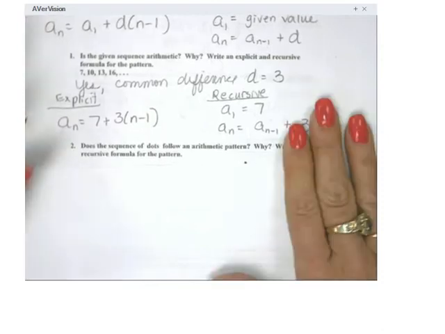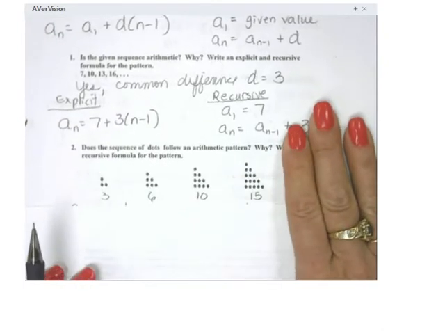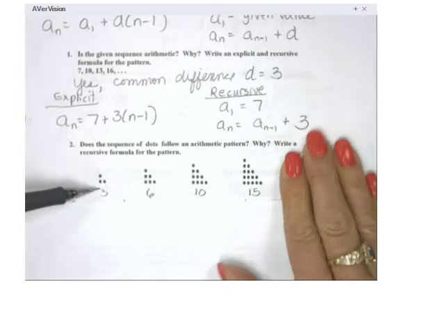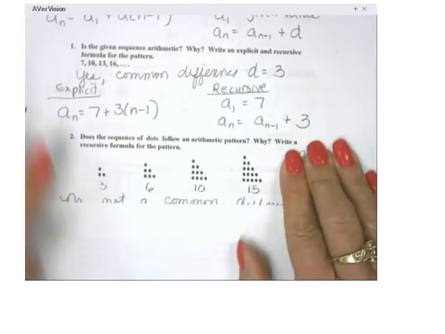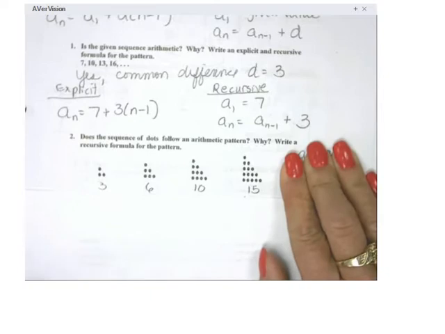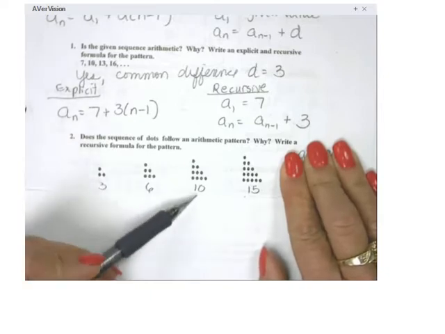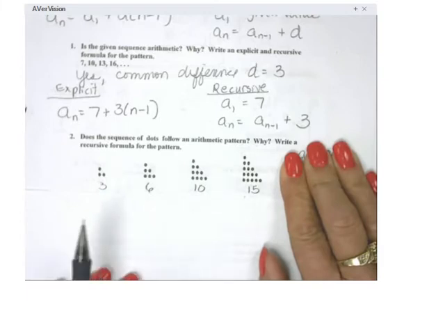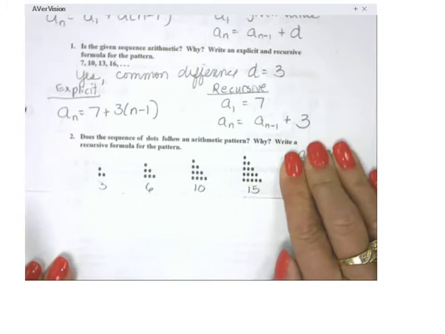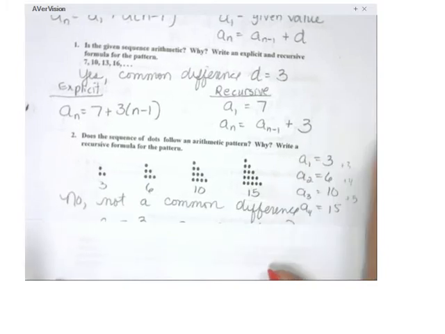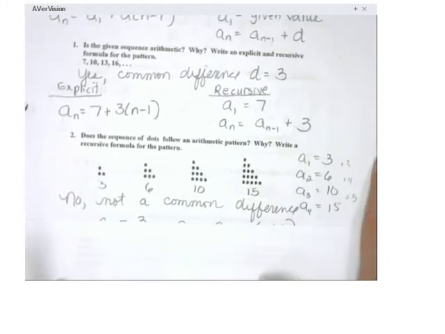Now I have a little diagram that shows a sequence of dots. And I counted how many were here. And we can see what the pattern is. But we can see that you add on 3, add on 4, add on 5. So there's obviously a pattern. But because this common difference is not the same each time, it's not considered an arithmetic sequence.